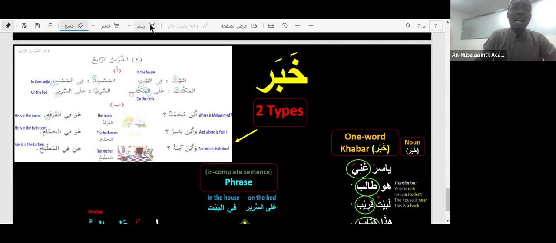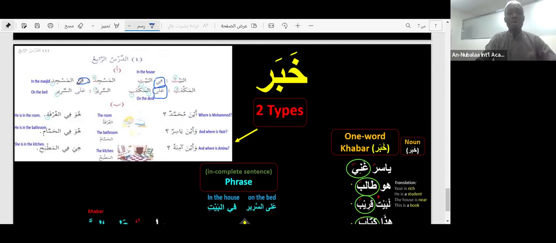Meaning that the effect of this huruf, fi, ala and other huruf like that, are not restricted to kasra, but at the beginning level we may just tell you that when you see the fi or when you see ala preceding a noun in Arabic language, it will give that noun kasra. No, that is not absolutely correct. We are just saying that so that you understand the level we are teaching you.